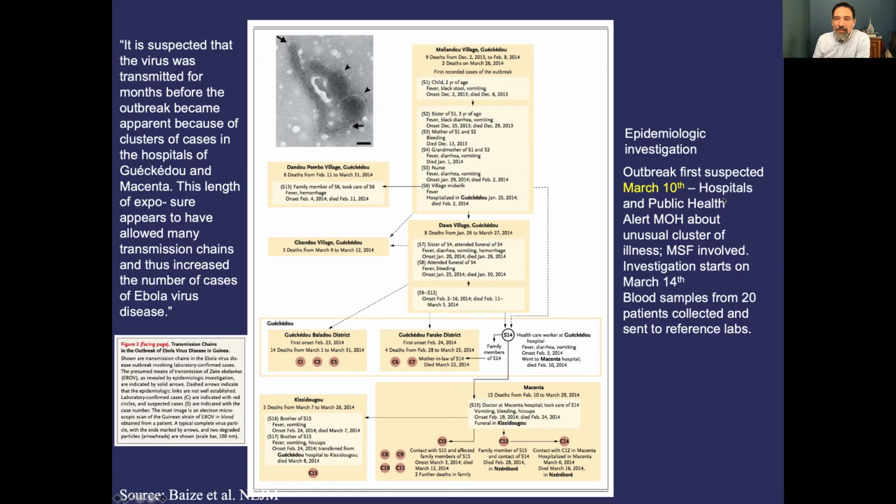So going back to the epidemiological investigation of Ebola from last week's reading, the primary case associated with the emergence of Zaire Ebola virus in this outbreak in Guinea is believed to have been a 2-year-old child who became ill and died in early December 2013.